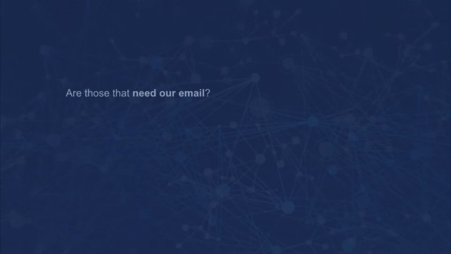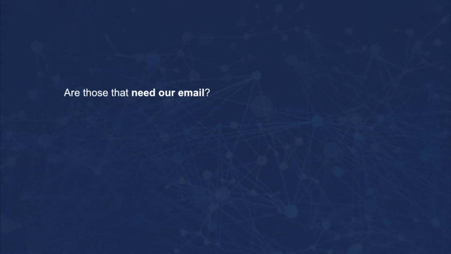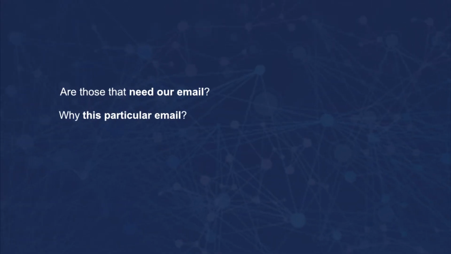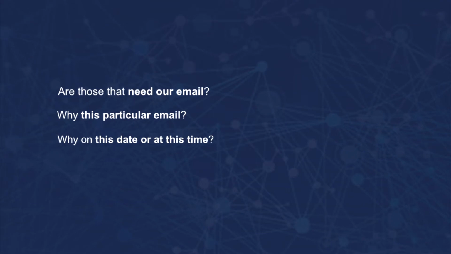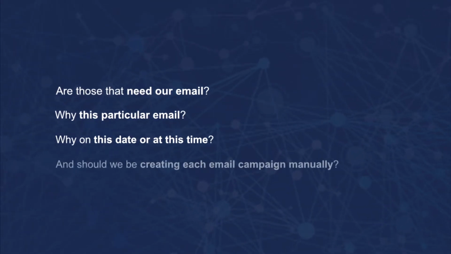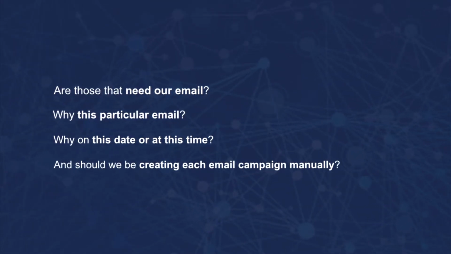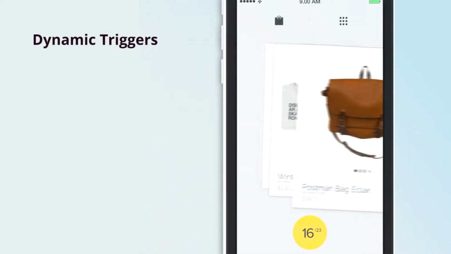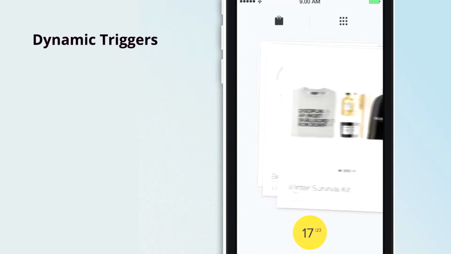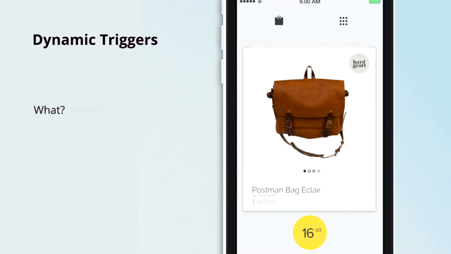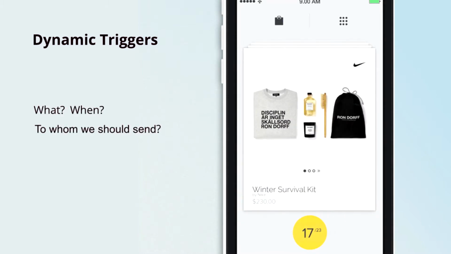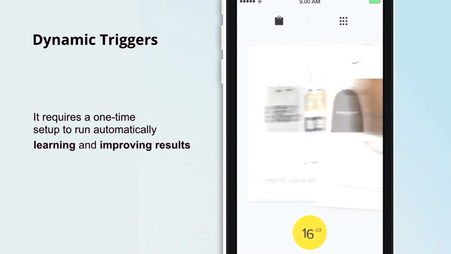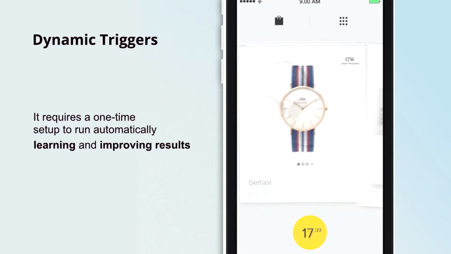But how do we know that those are the recipients that need our email? Not only any email from us, but this particular one. Why on this date or at this time? And should we be creating each email campaign manually? Dynamic Triggers module answers those questions for you. It allows us to know what, when, and to whom we should send. And it requires a one-time setup to run automatically, learning and therefore improving results.